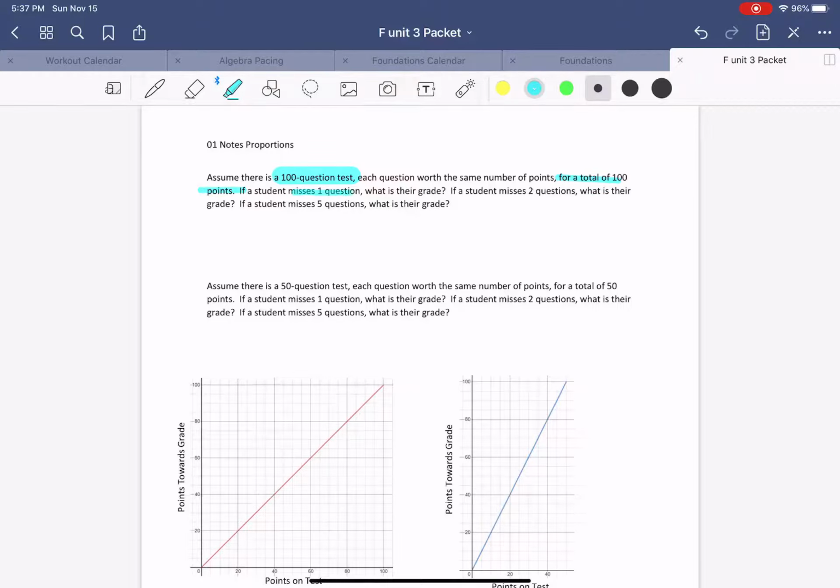If a student misses one question, what is their grade? If a student misses two questions, what is their grade? If a student misses 5 questions, what is their grade?